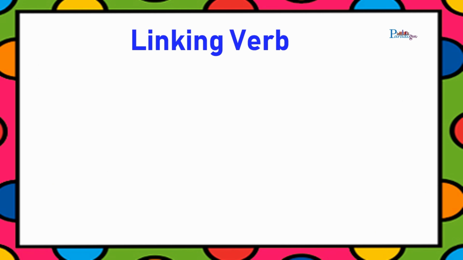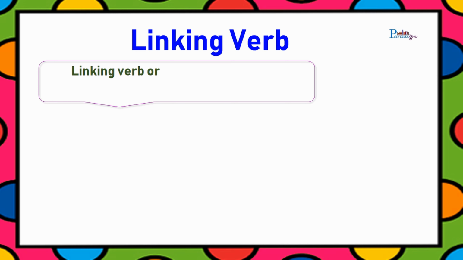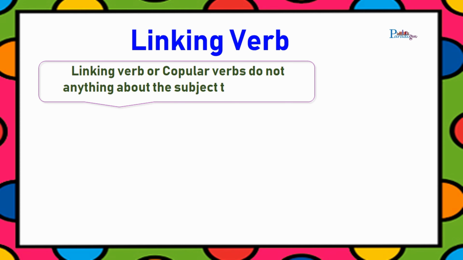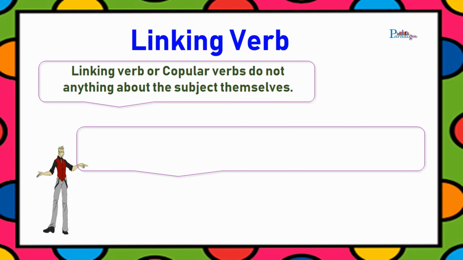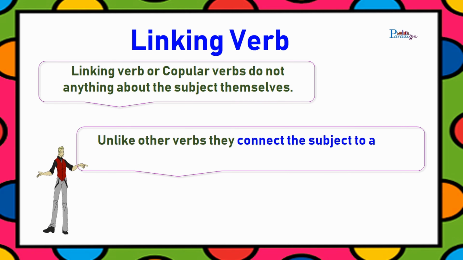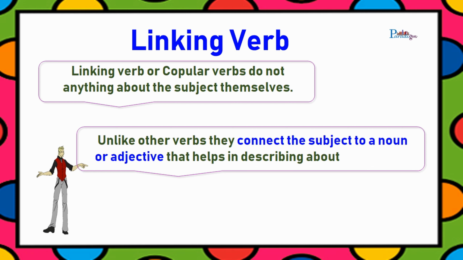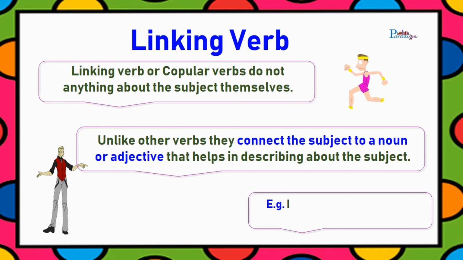Linking verbs. Linking verbs or copular verbs do not say anything about the subject themselves. Unlike other verbs, they connect the subject to a noun or adjective that helps in describing the subject. Example: I am tall. Linking verb: I am running.